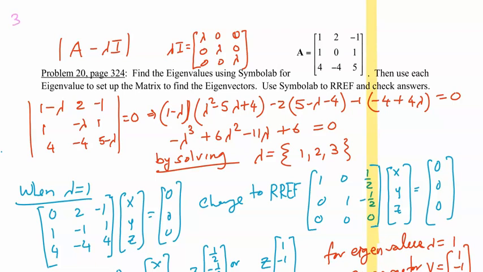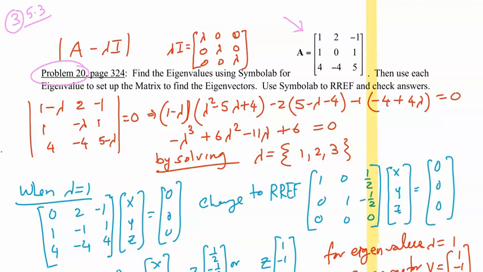All right, this is your third video on 5.3. This is example problem number 20. You have a 3 by 3 matrix, A is a 3 by 3 matrix. We need to find what the eigenvalues and eigenvectors are.